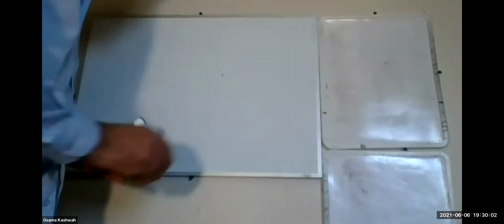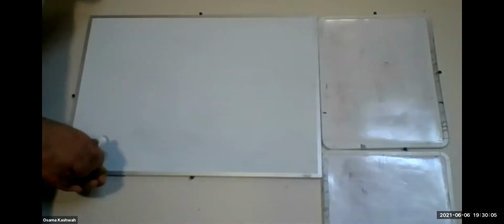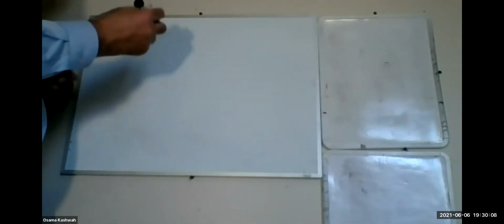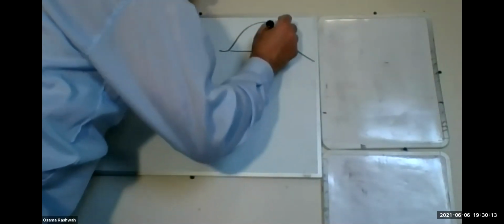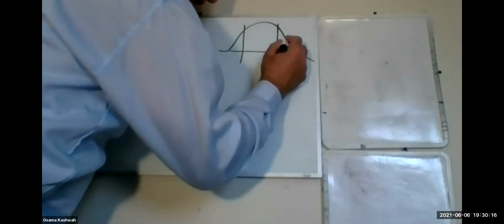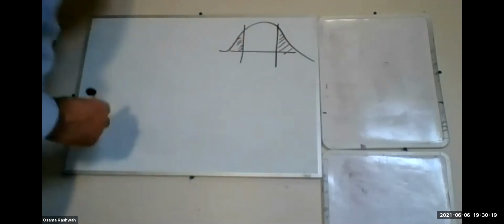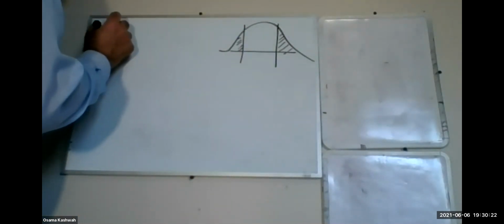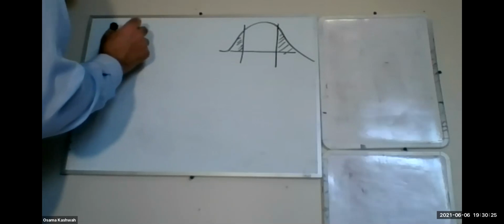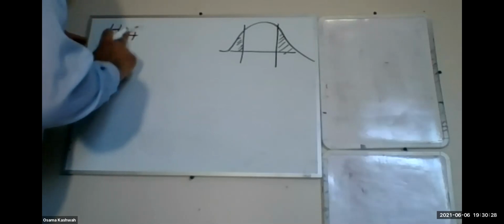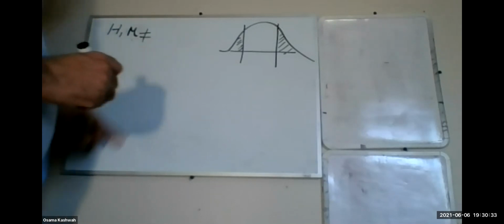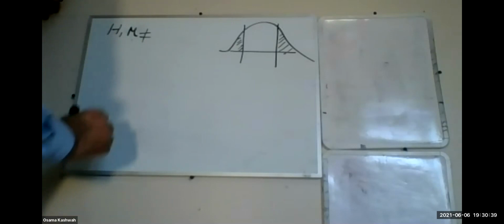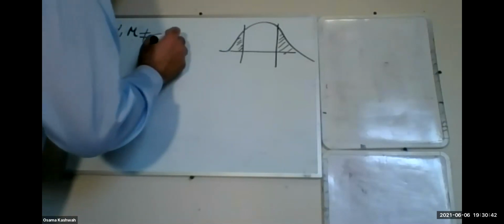When we come to check, we check based on what we have. For a two-tail test, this is when H1 says mu doesn't equal. When we say mu doesn't equal, then I would use this kind of test. This is a two-tail test.